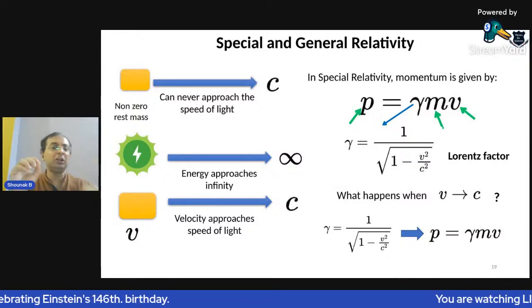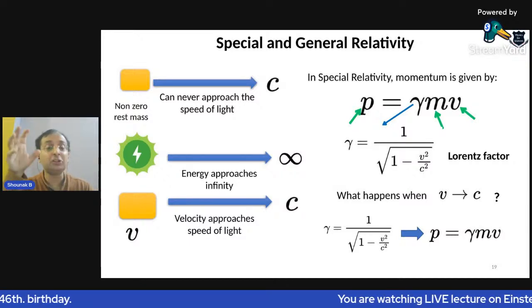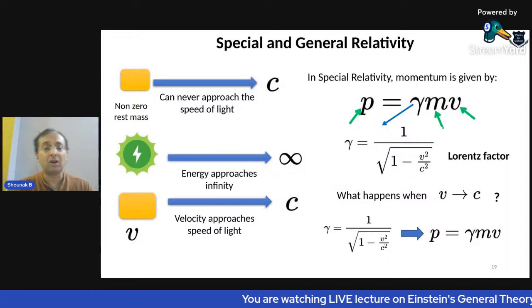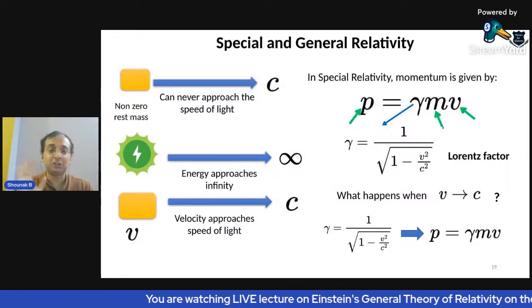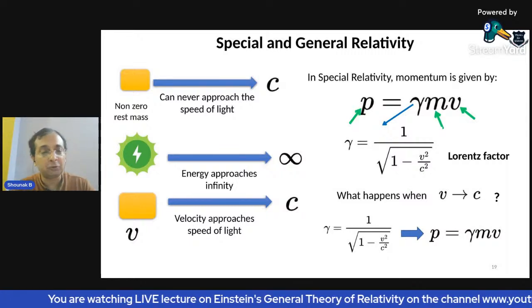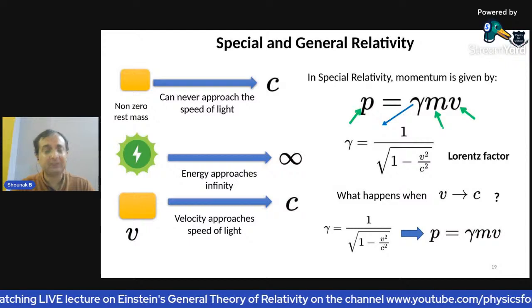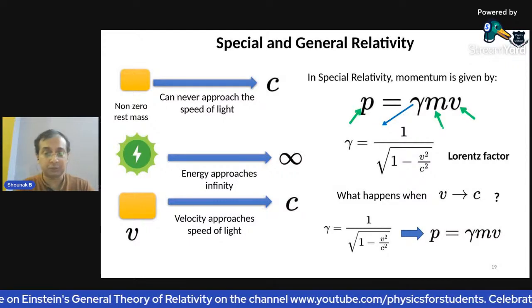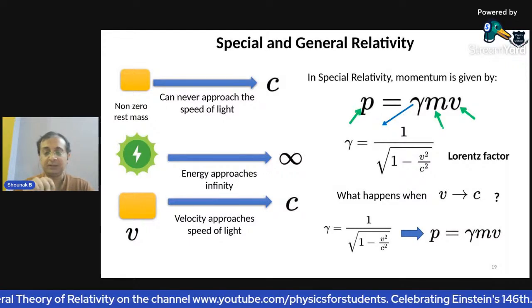So when you have a non-zero rest mass, which means it has a value, I mean to say it is not zero, it can never approach the speed of light. Because it has a mass, it can never approach the speed of light. Why? I will show you right now.